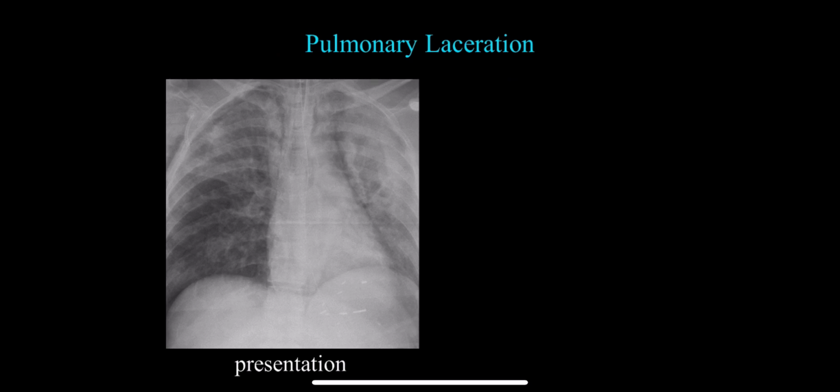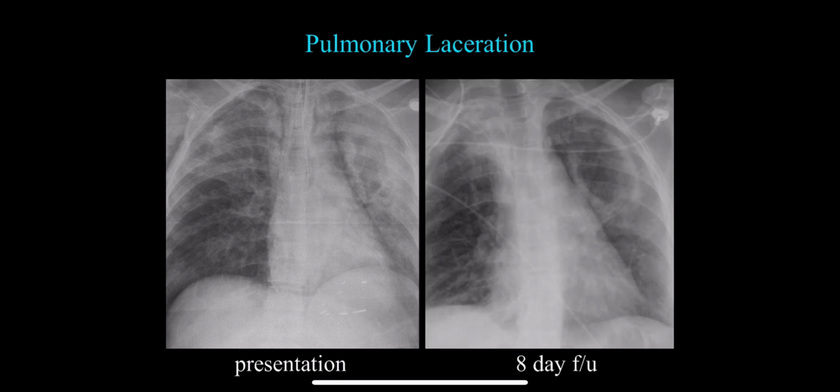Here's a presentation. We see a large pulmonary laceration, large cystic space with extensive ground glass and somewhat of a thick-walled laceration at presentation. On an 8-day follow-up, we see clearing of most of the contusion and much of the fluid within the laceration. We see a large, thick-walled cyst or cavity in the left lung.